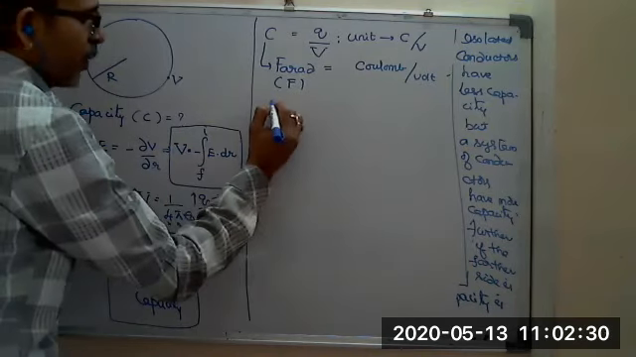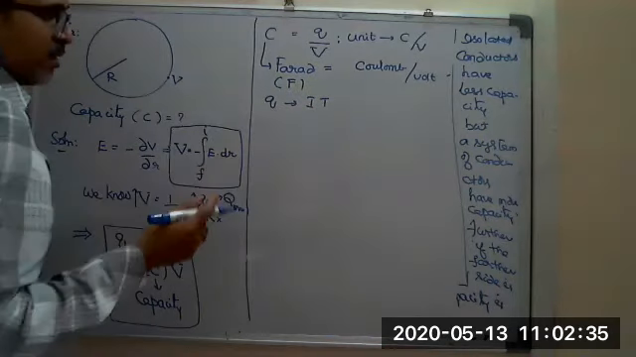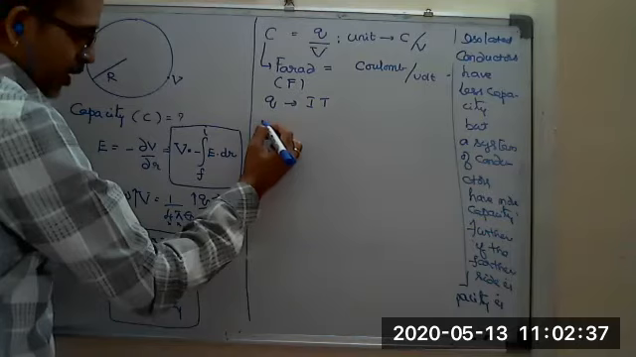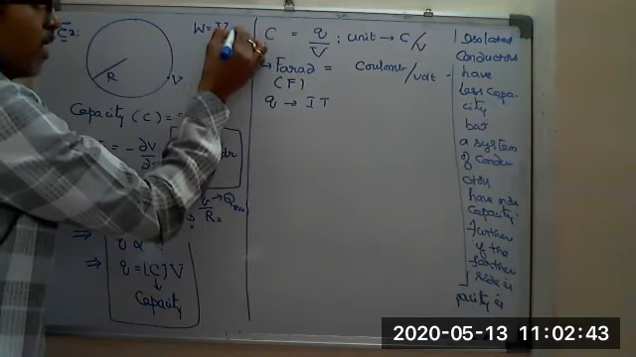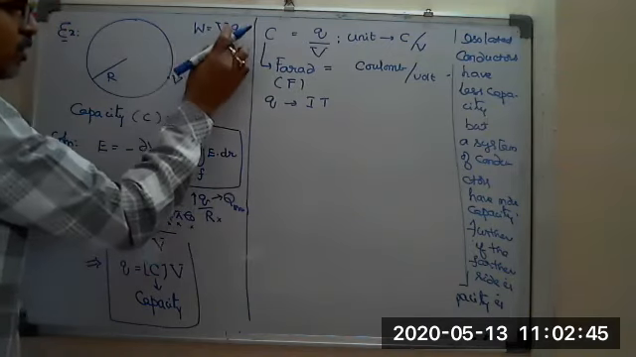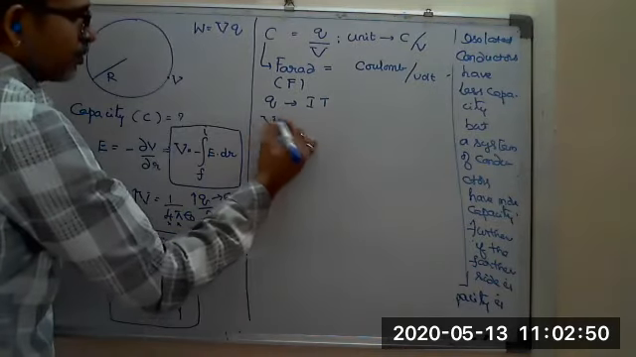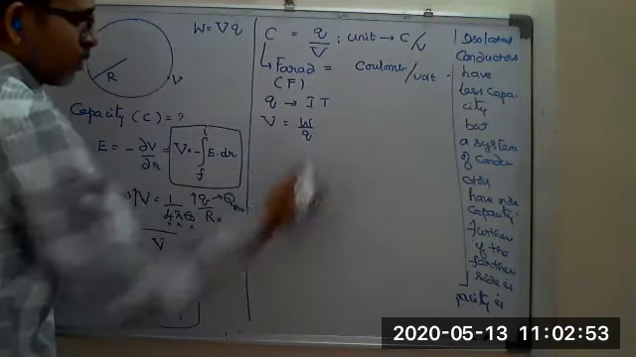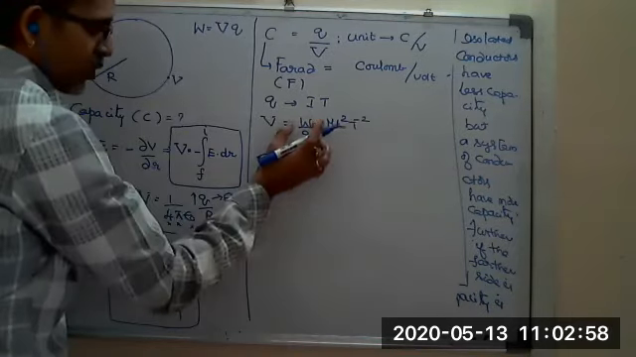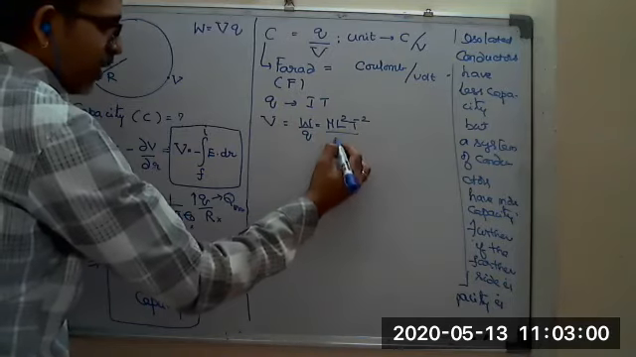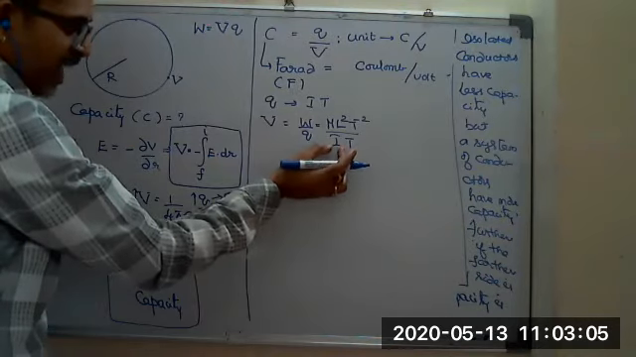Dimensional formula. Q's dimensional formula is IT. And V's dimensional formula, I think all of you forgot. So here I write, from the formula W equals V into Q, so V equals W by Q. W is ML square T power minus 2, the energy dimension, by Q, which is IT or AT. You can use I or A.